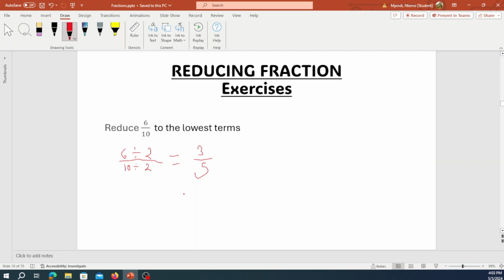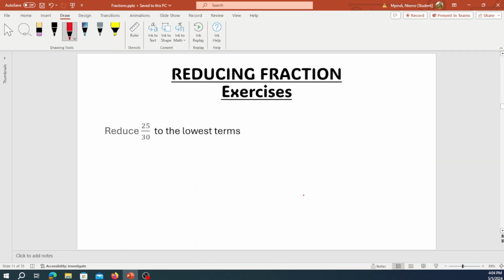So for the next one, we need to find a number that can divide 25 and 10. We're gonna reduce that to the lowest term. So we're gonna rewrite this, 5, and we're gonna write 30.